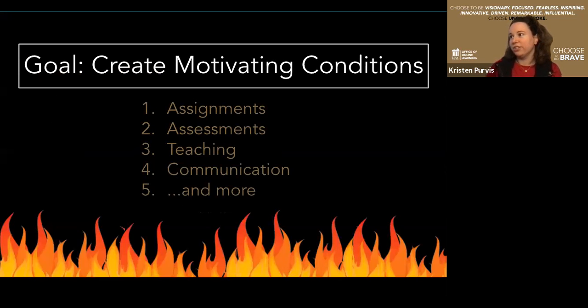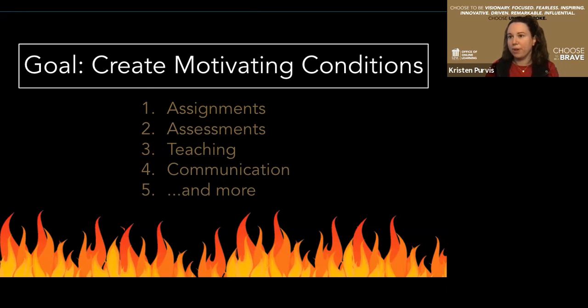So our goal is to create motivating conditions through assignments, assessments, teaching, communication, and more. If you make assignments that engage your students, it'll help foster motivation in them. Assessments can gauge how much they're learning and what you can do to improve their motivation. Finding the right teaching style that works for you and your students is important. And then also communicating in a way that is welcoming and also easy for students to understand.